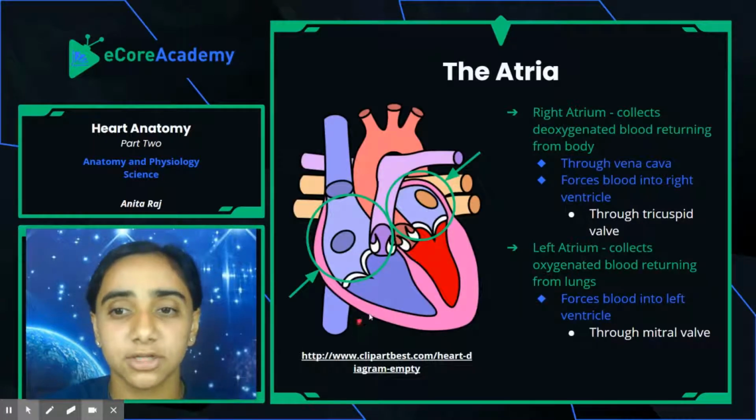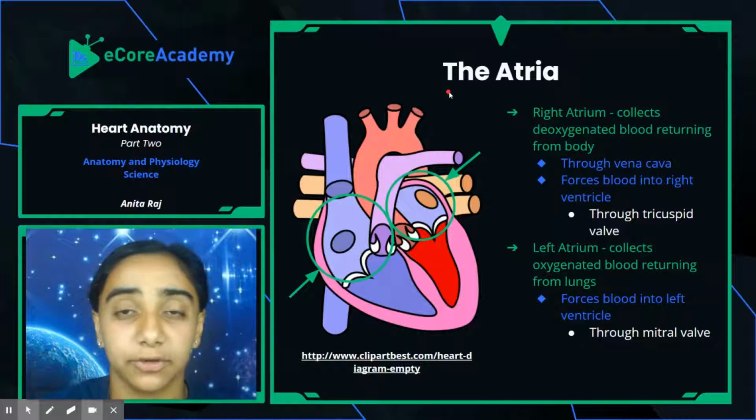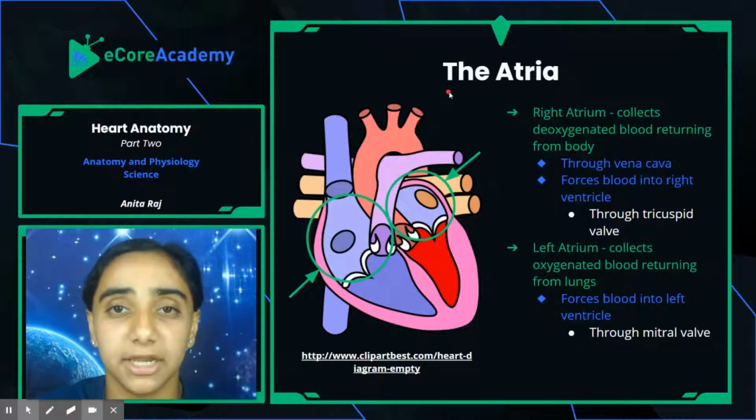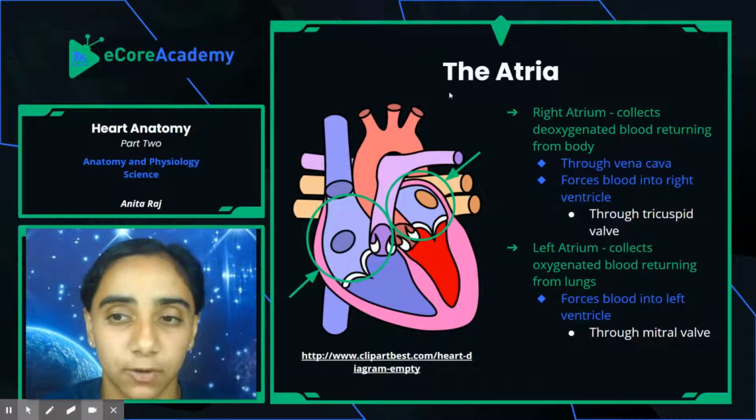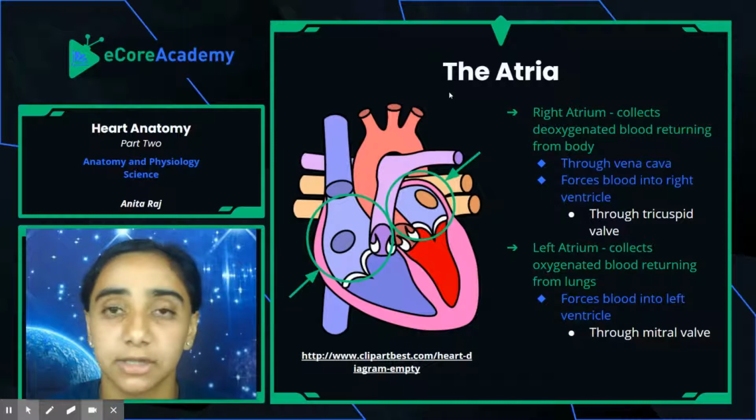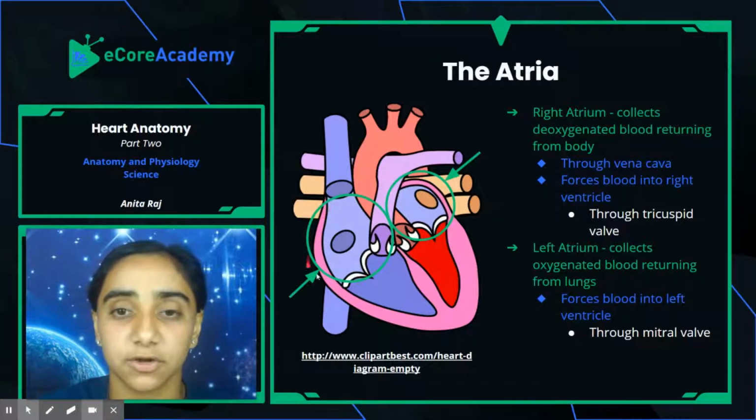Okay, so let's look at the first part of the heart that I want to bring your attention to. These are the atria. Atria is plural for atrium. Atrium is the singular form. So when you're referring to both of them, we're going to be calling them atria. And when I say both of them, there are two. So this right here, I've actually circled them on this diagram.